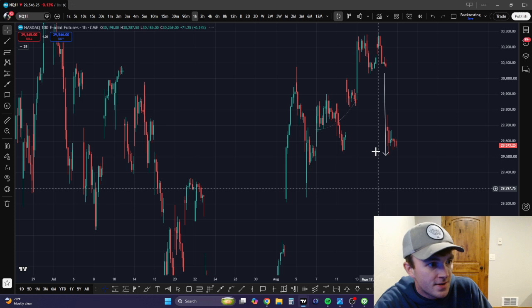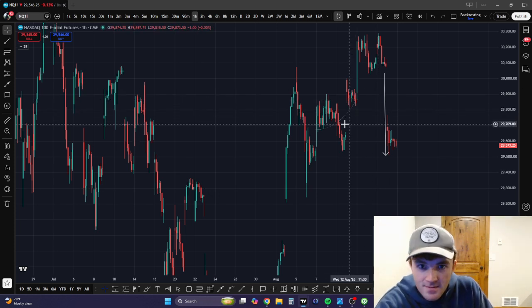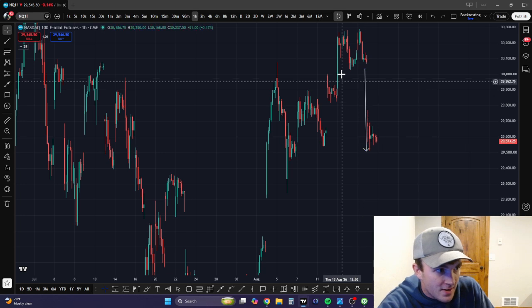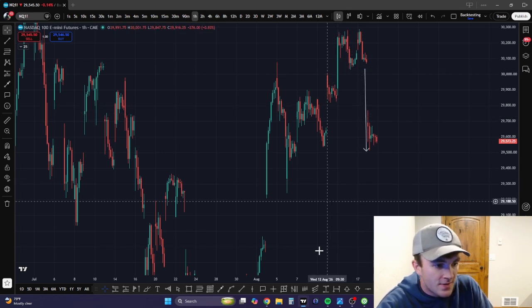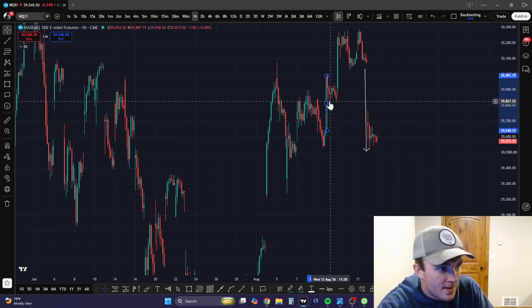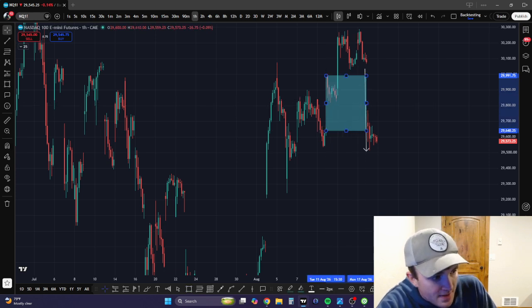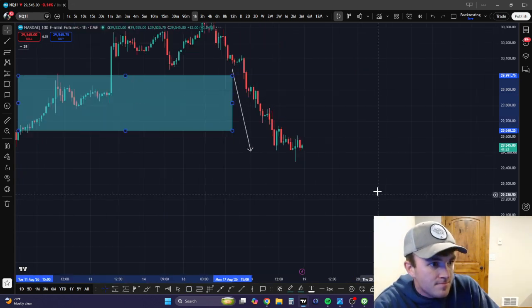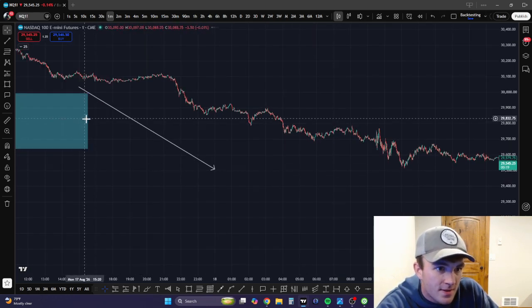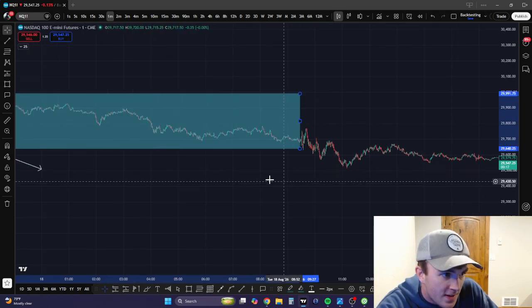What else was here? Overnight gap, right? This is an amazing target. The market comes back and wants to fill these overnight gaps, okay? And check this out. Here's the overnight gap. What happened? Right as the market opened, we finally finished filling it, okay?